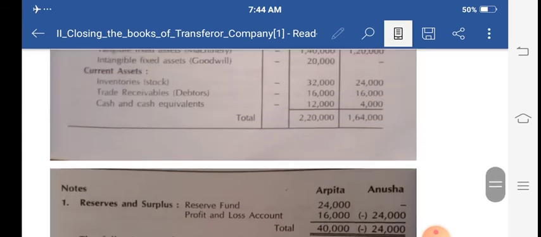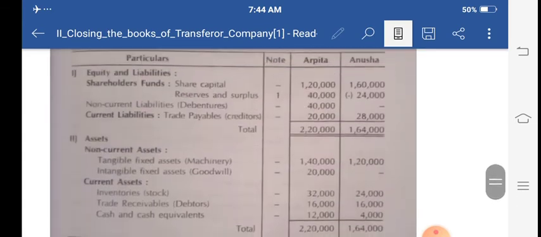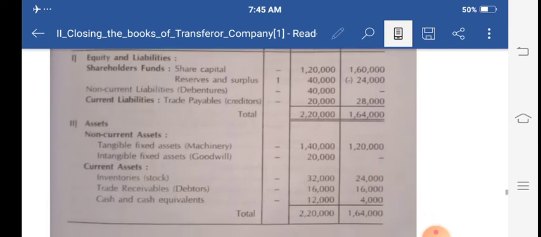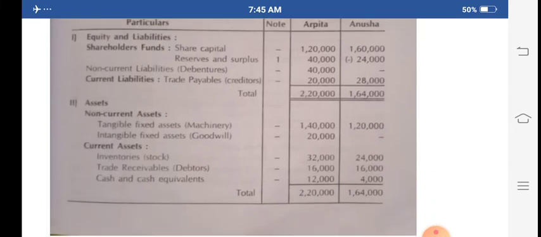Whatever equity and liabilities there are in the balance sheets of Anusha Limited and Arpita Limited, we have to combine them. The values in the balance sheet are not only carried over; new values we have to take. Whatever the share capital and purchase consideration are, we take these values and combine them. Reserves and surplus also we take. We will see in the next class how to prepare the consolidated balance sheet of Arpita Limited and Anusha Limited in the books of Akshay Limited.